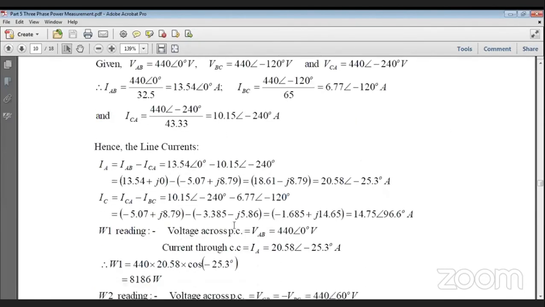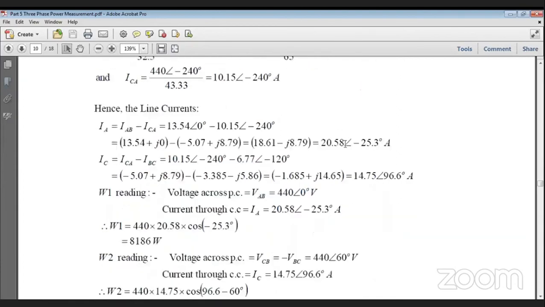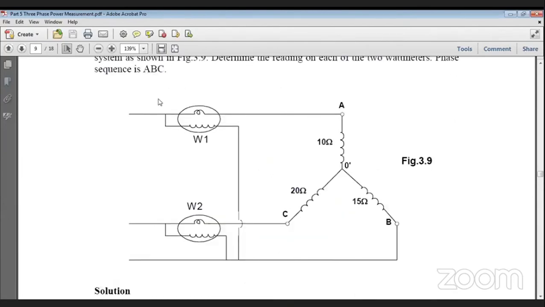IA is this value. I am not going into the calculation, that you can do better. Then IC is this one. So what are IA and IC in this figure? This line current and this line current. Then what is W1? It is AB, that is VA minus VB. And what is this CB? It is VC minus VB.